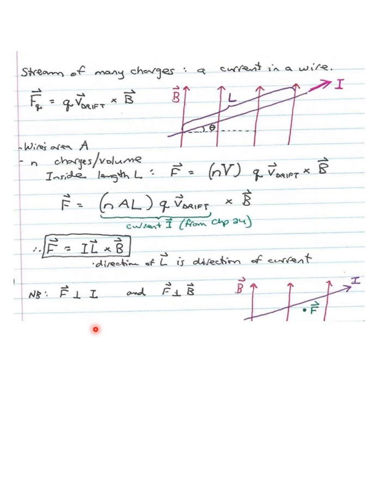And you can practice your right-hand rule right here. We practiced this in a previous section where we took the velocity vector that the charge was moving. Well, now just replace that with the current. And so if you use your right-hand rule, you should get that the force on the wire is coming out of the page.